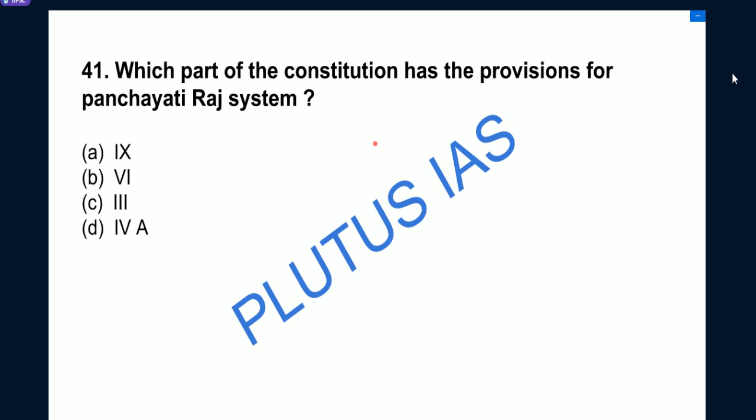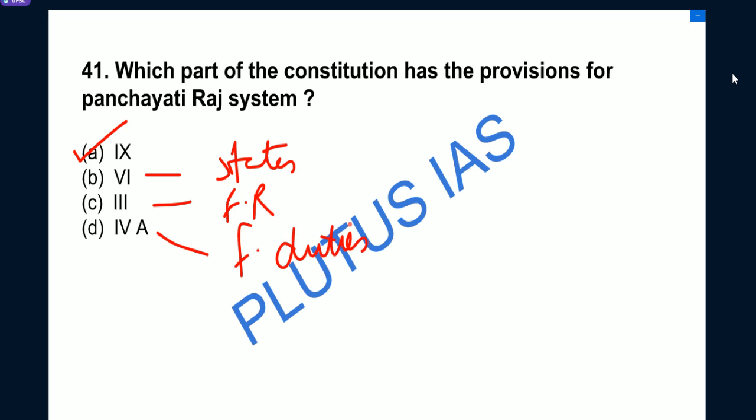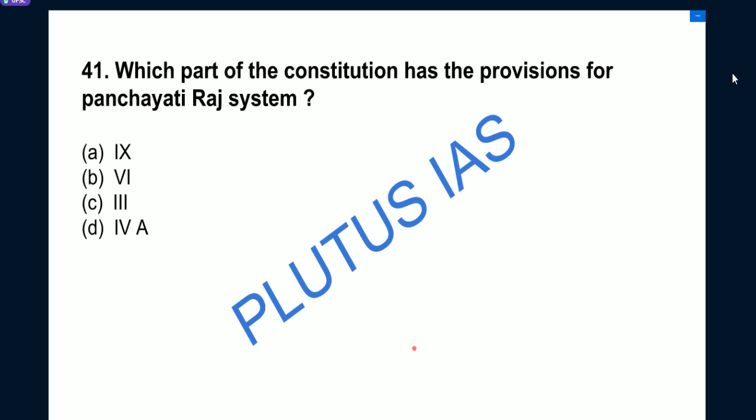Which part of the constitution has the provisions for the Panchayati Raj system? So the answer to this is option A. ठीक है, because why option A? Because 6 के अंदर तो states हैं, part 6 में तो state है, part 3 में fundamental rights हैं, and part 4A में fundamental duties हैं, part 9 में पंचायती राज सिस्टम है. ठीक है, so answer is A.